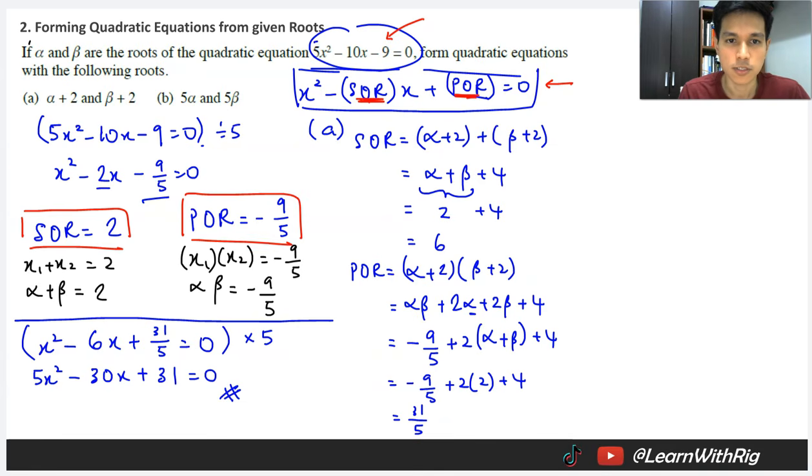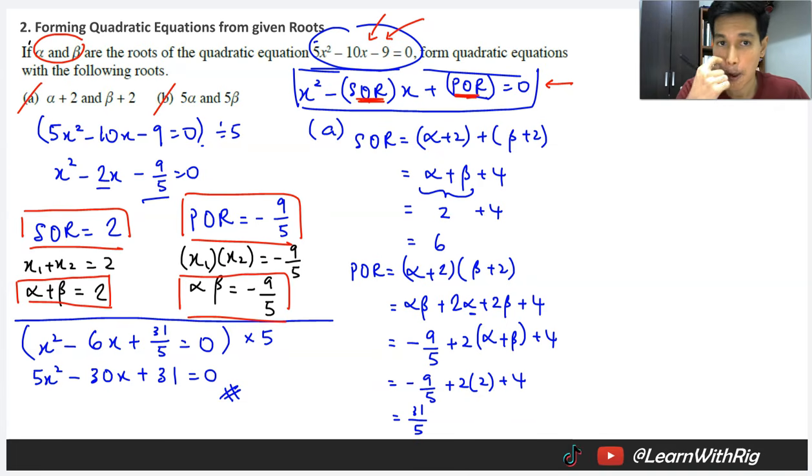Now, based on this equation, I want to use the roots which were given to you for this equation, and substitute to get this. You're going to use this to solve both question A and question B. I've already solved question A for you. Question A is, find the SOR and the POR again, but using the new roots. Once you have found them, you can substitute into this formula to get your new quadratic equation.